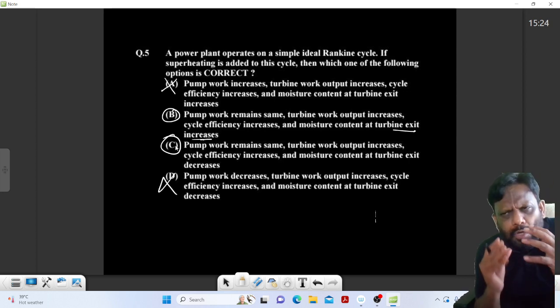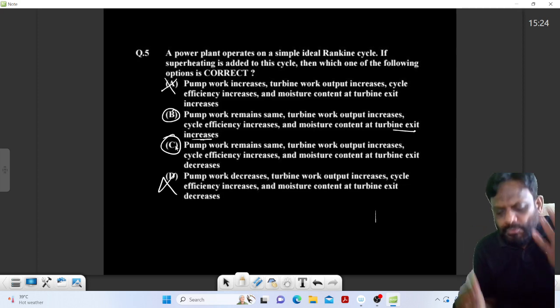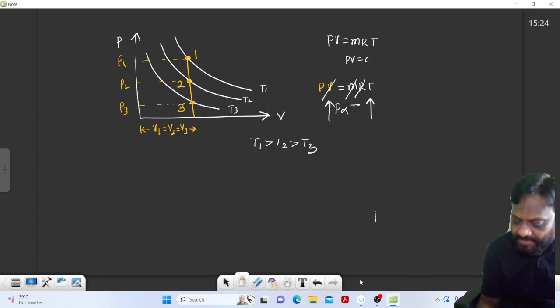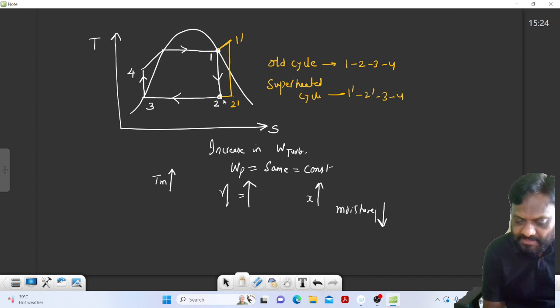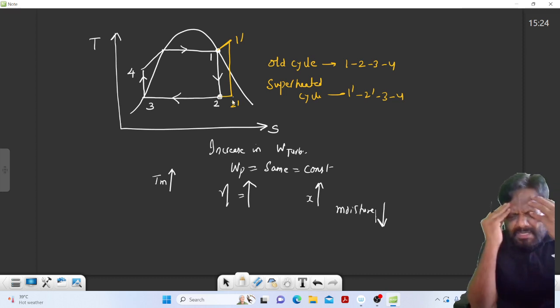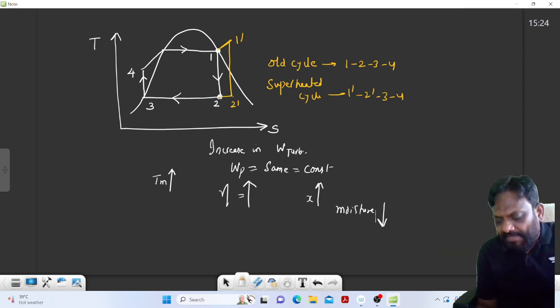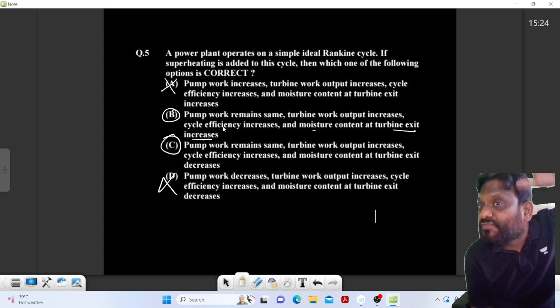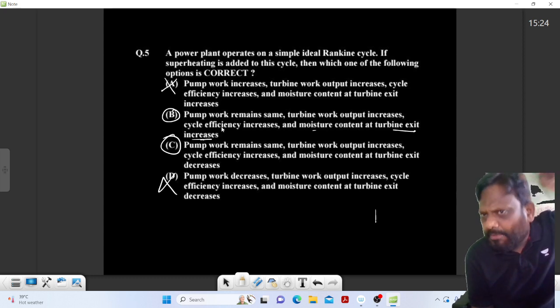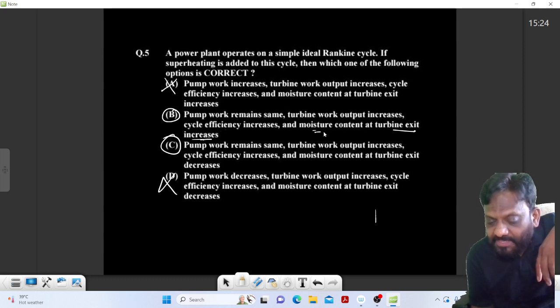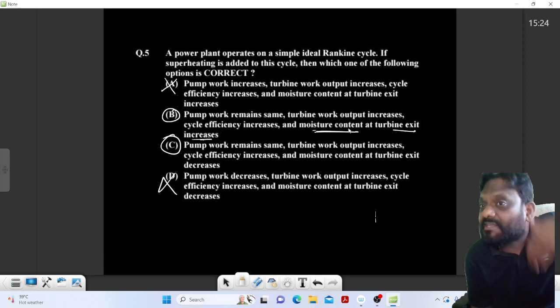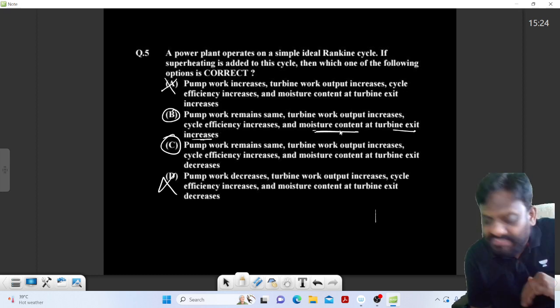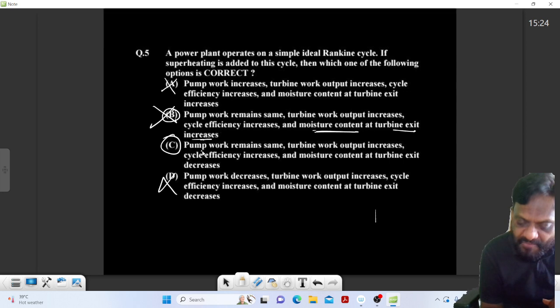Very smart. You are always in examination fear. So in your mind it comes that the dryness fraction is increasing. Okay, dryness fraction is increasing. Suddenly you don't see moisture content, and directly you take that moisture content is increasing. You might have thought that the dryness fraction is increasing, but actually he said moisture content. Moisture is liquid, but liquid is decreasing. So this is wrong. Pump work remains the same.